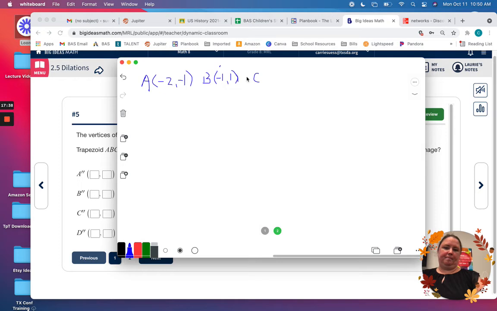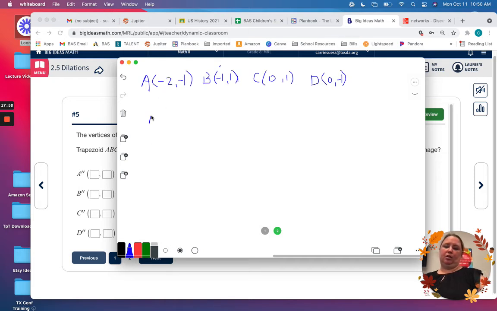Go ahead. And C is 0, 1. And D is 0, 0, -1? Yes. Okay, so we're doing a dilation first, right? Yes, ma'am. Dilation of 3. So we're multiplying everything in here times 3.